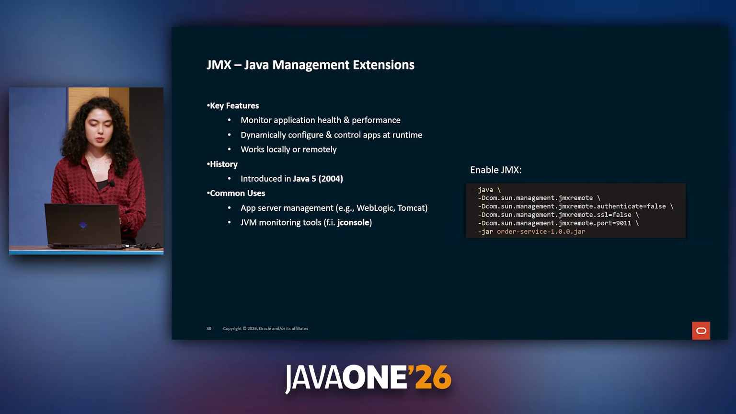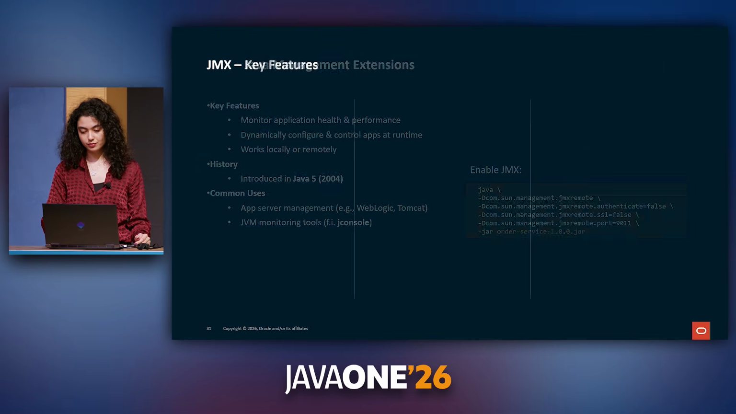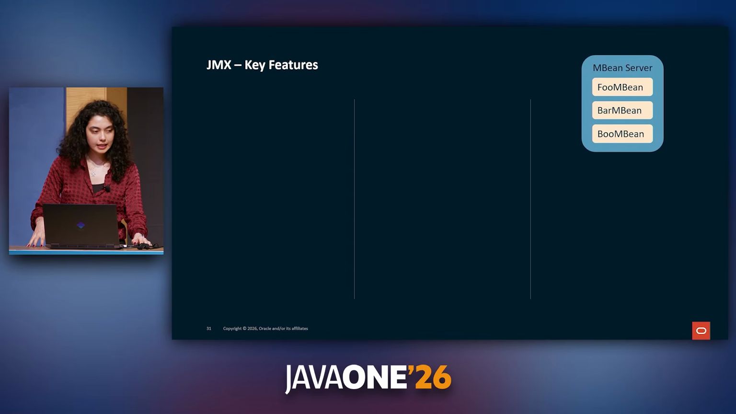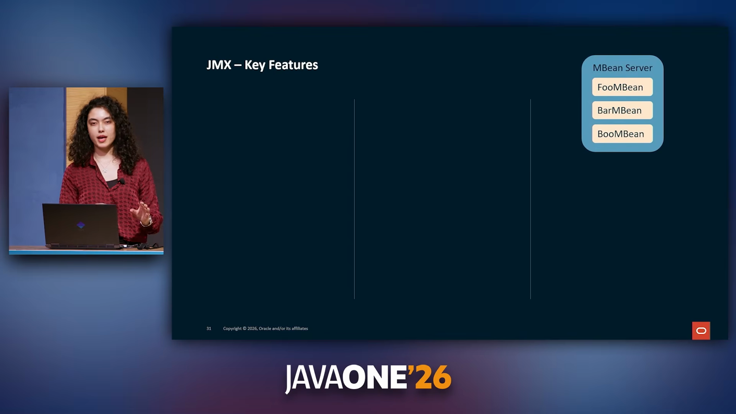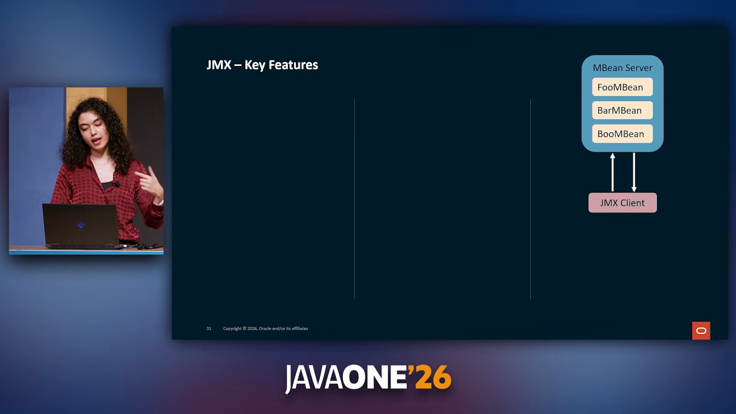We can enable JMX by using the -Dcom.sun.management.jmxremote flags. We can provide the port, and if we are doing local testing or development, we can also disable the SSL and the authentication. So the fundamental concept in the JMX API is the managed beans, or MBeans. There are default MBeans already registered in the MBean server, but we can also create our custom MBeans. And a JMX client interacts with the MBeans that are registered in the MBean server.